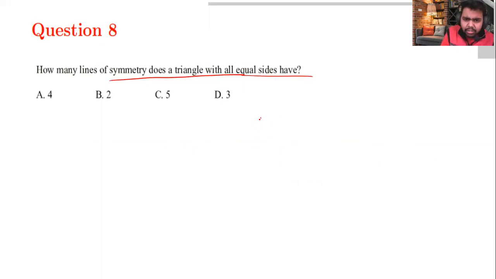It is asking that you have an equilateral triangle. An equilateral triangle is such a kind of triangle which has all sides equal. So I have an equilateral triangle and here it is asking how many lines of symmetry an equilateral triangle has. That means in how many ways I can divide it equally.